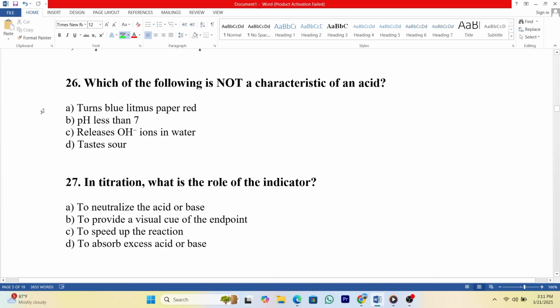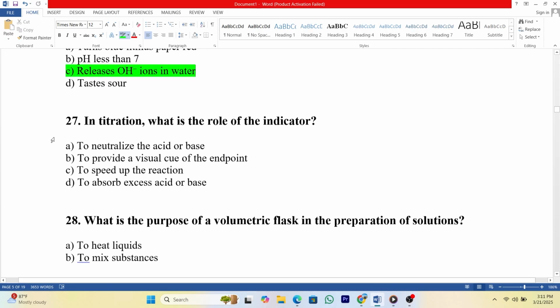26. Which of the following is not a characteristic of an acid? A. Turns blue litmus paper red. B. pH less than 7. C. Releases OH ions in water. D. Tastes sour. Answer, C. Releases OH ions in water.